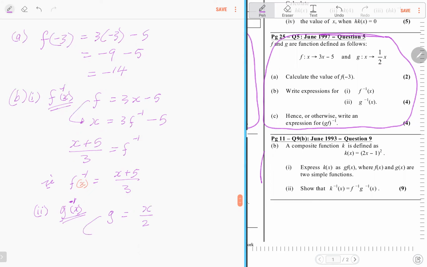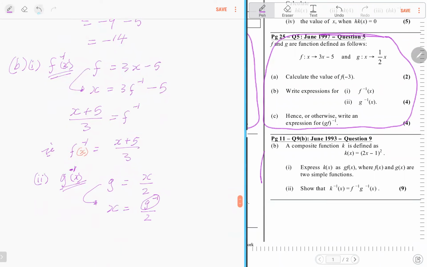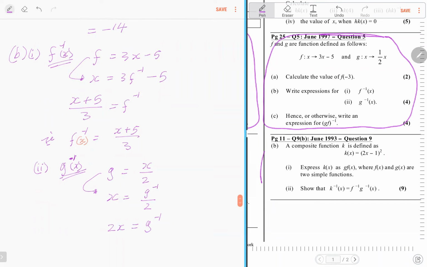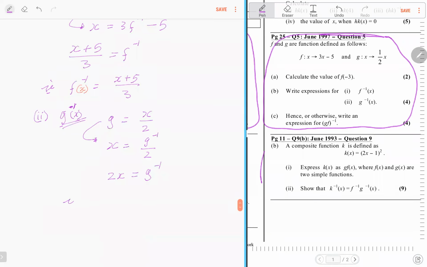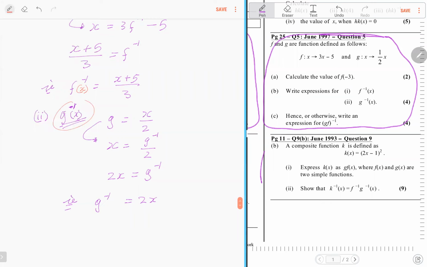I'm going to inverse this. Nice and easy. G becomes x, and x becomes g to the minus 1 divided by 2. Now you want to leave this as the subject. Easy. Let's multiply the 2 across here. So you get g to the minus 1 equals 2x. The inverse function is 2x. So we can say g to the minus 1 is 2x. And again, we can put in the of x, since you wanted the of x, we can give it back to them. All right, so that's my g to the minus 1 of x.